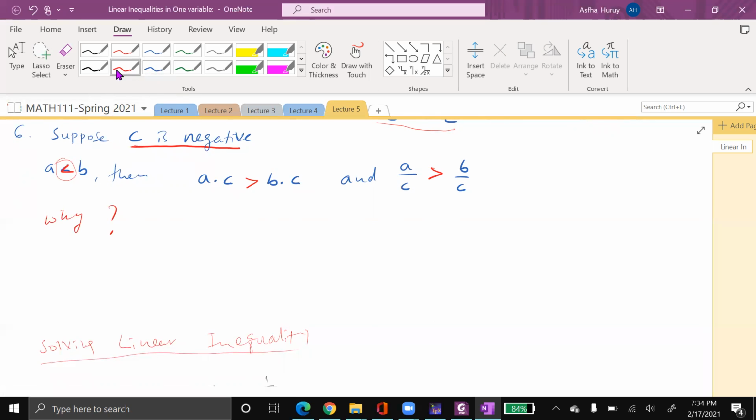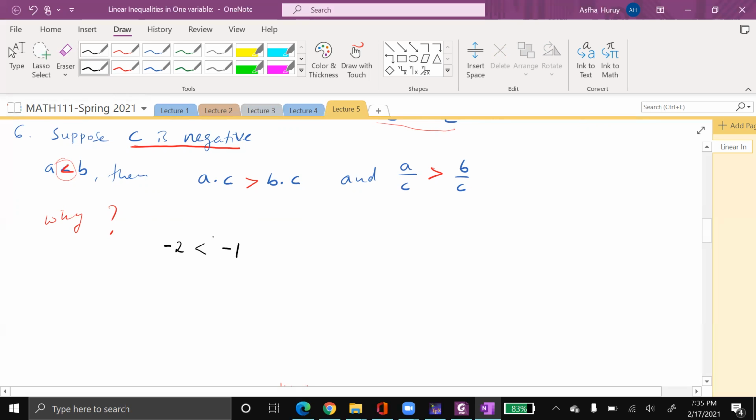Let's see an example. -2 and -1. Which one do you think is bigger? Well, with negative numbers, it's the opposite, right? As the absolute value, as the magnitude gets bigger and bigger, the number becomes smaller and smaller, right? As we go to the left, the numbers become smaller and smaller. Okay. So -2 and -1. -2 is smaller than -1. Okay. -2 is less than -1.